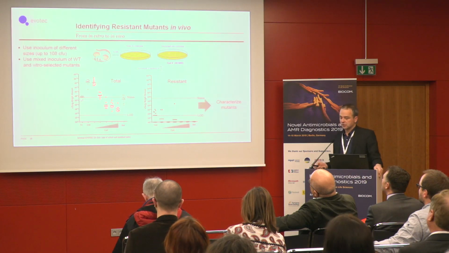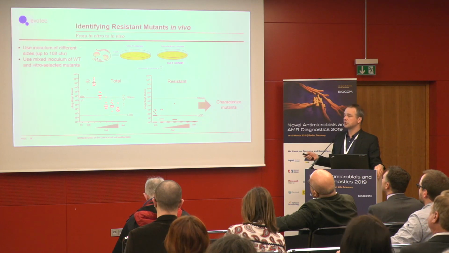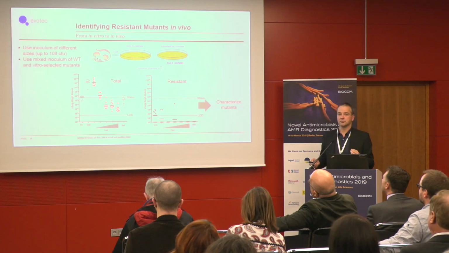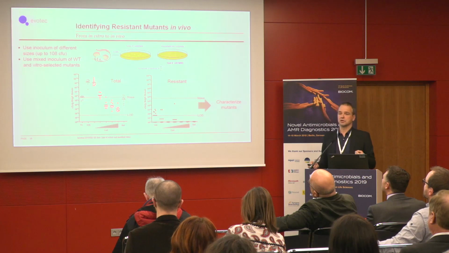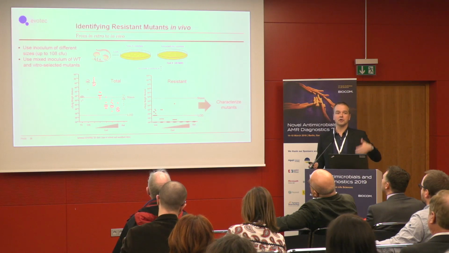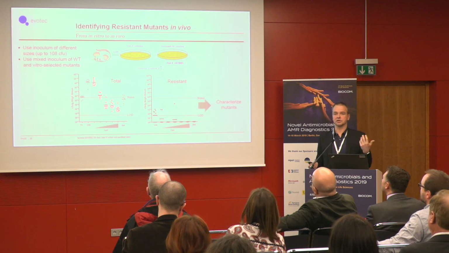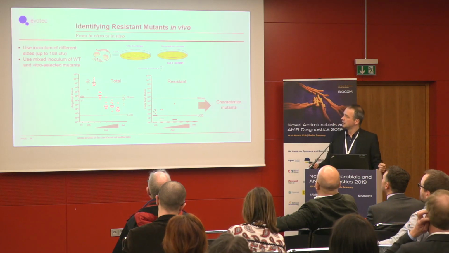As I said, we also want to look at mutants that could be selected in vivo directly. The issue there is that usually you challenge your animals with a low inoculum size, because otherwise you kill them too fast. And so usually it's 10 to the 6 or 10 to the 7 CFU per animal. So how do you go as high as 10 to the 9 or 10 to the 10 CFU, which is the amount of bacteria you use in the in vitro systems?